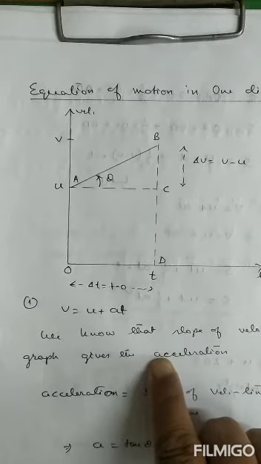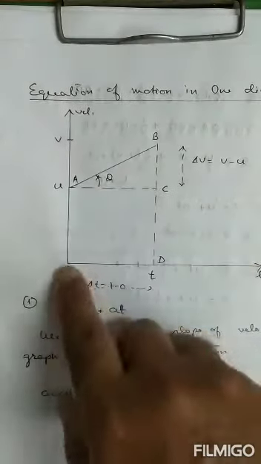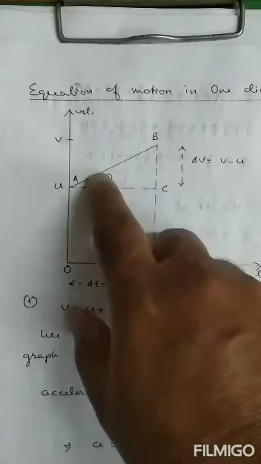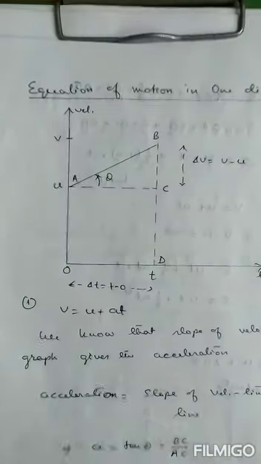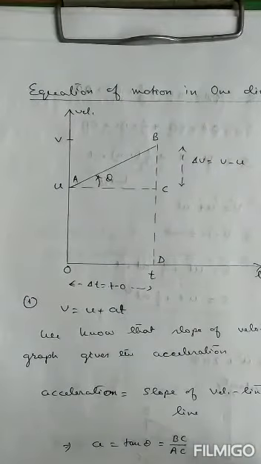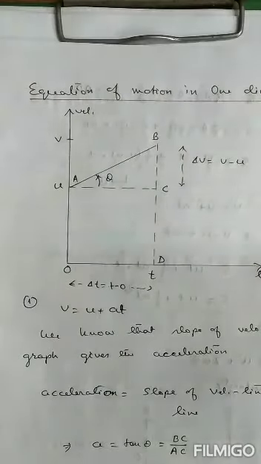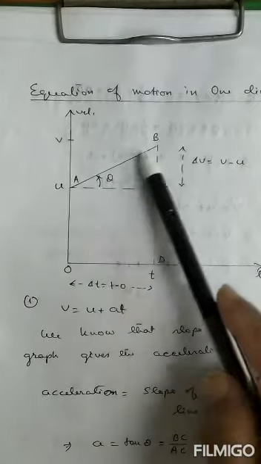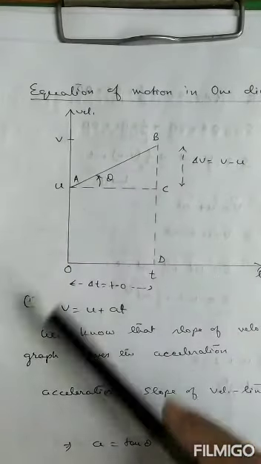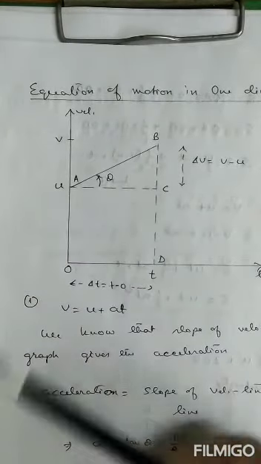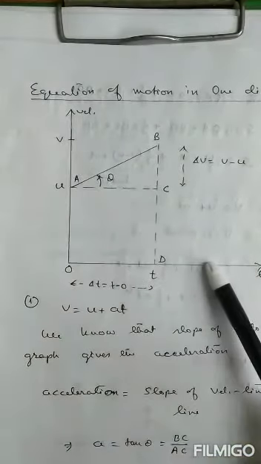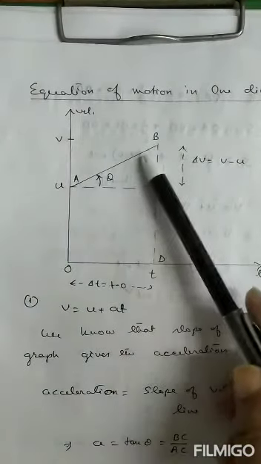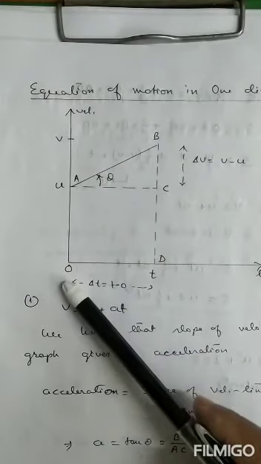We already discussed that if the body has a constant acceleration, the velocity time graph will be a straight line inclined to the time axis. So this is the velocity time graph of a body moving with constant acceleration A.